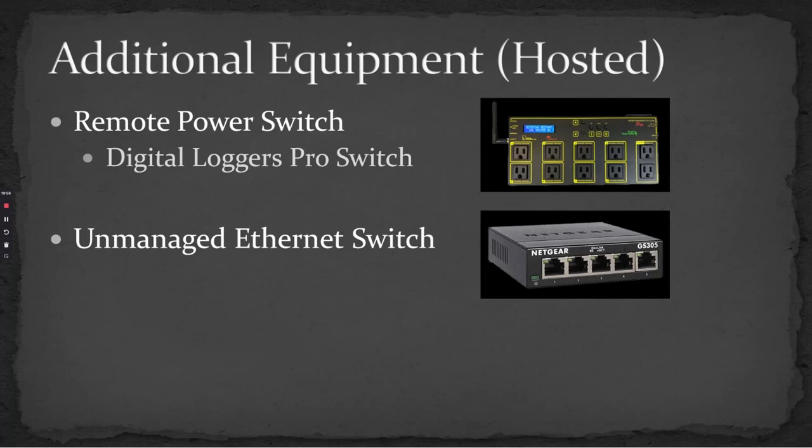You may need some sort of an unmanaged Ethernet switch. And what this basically does is act as a splitter for your Ethernet cable. You typically would have one Ethernet cable coming to the pier where you're located. And if you have more than one device, such as the Pro Switch and your computer and possibly camera and other devices that all need internet connections, then you would go through this Ethernet switch in order to distribute the Ethernet to multiple devices that are associated with your telescope.